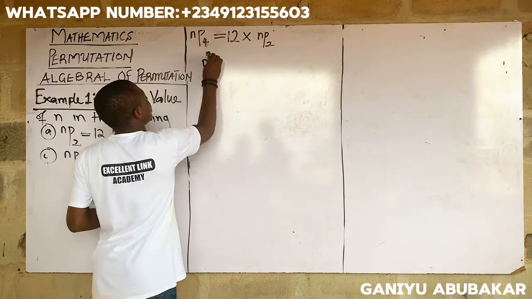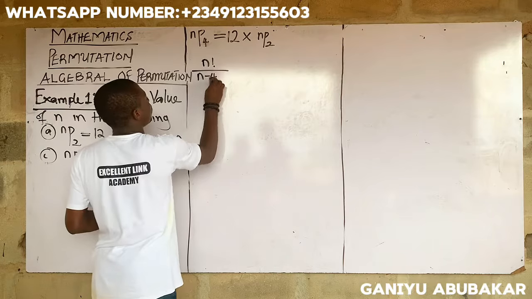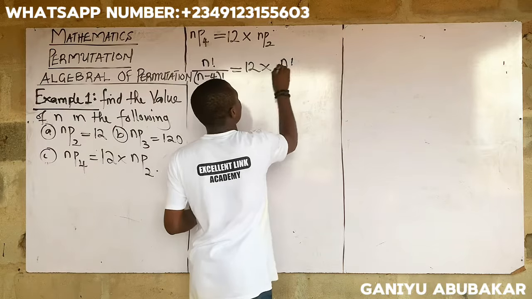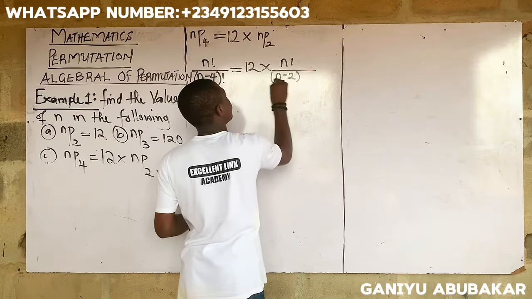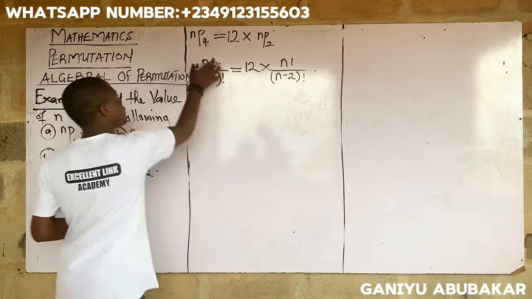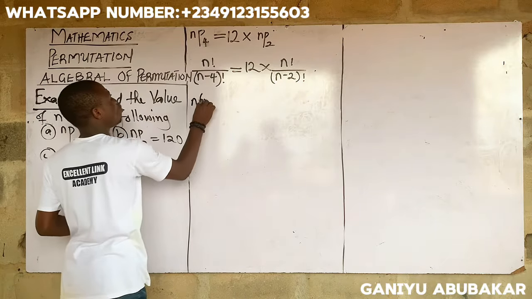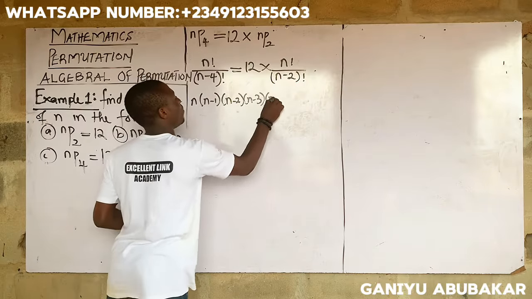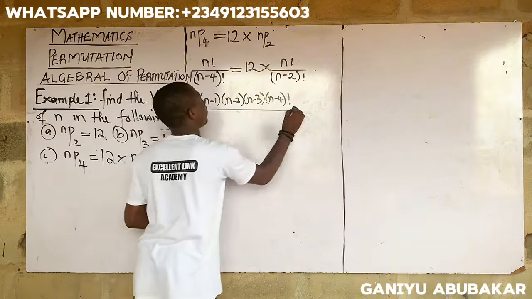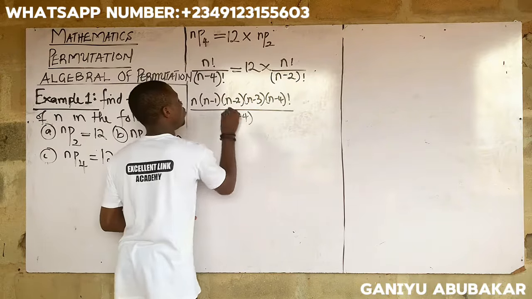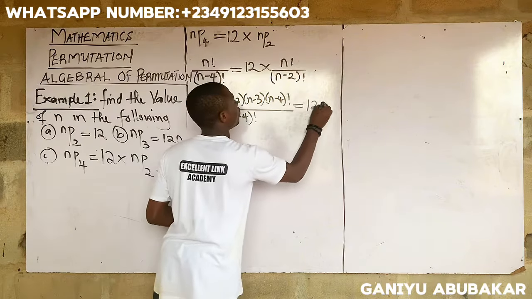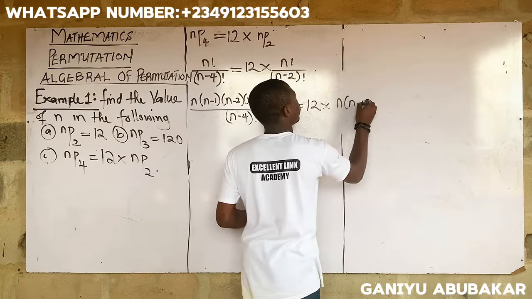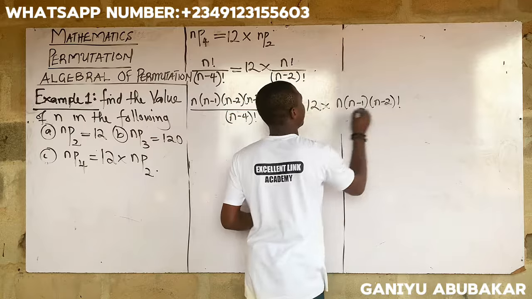So I have n factorial over n minus 4 factorial is equal to 12 times n factorial over n minus 2 factorial. I expand this one in terms of this. N into n minus 1, n minus 2, n minus 3, n minus 4 factorial, all over n minus 4 factorial, is equal to 12 times. Observe, this one becomes n into n minus 1, n minus 2 factorial all over what there?